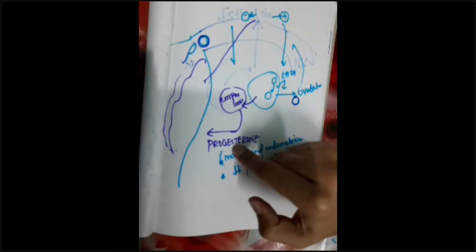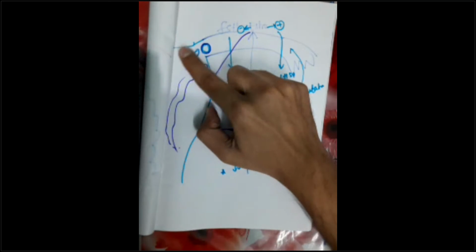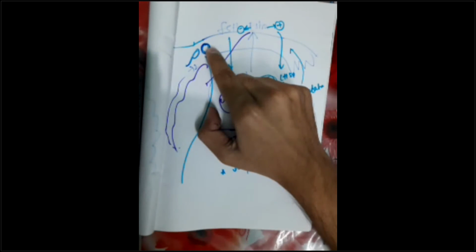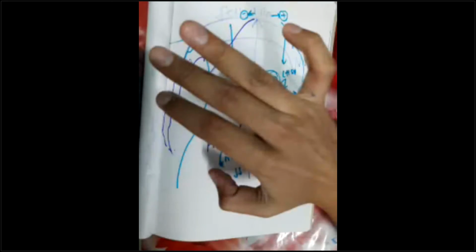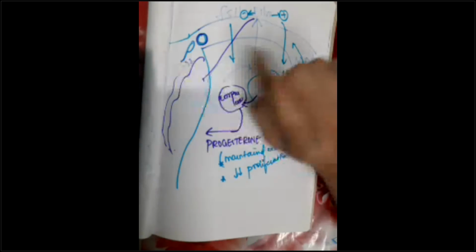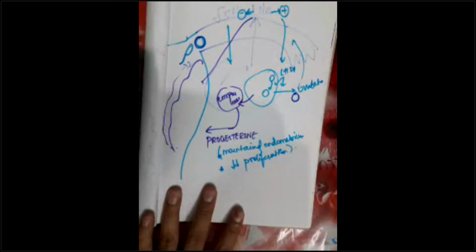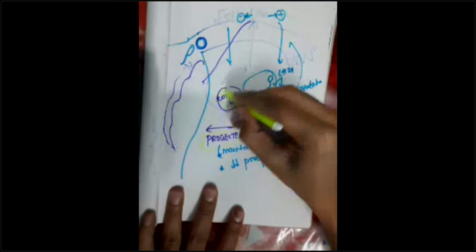Should this progesterone be there? My fertilization has taken place. Sperm has come, met with the ovum. So after 10 days the implantation will occur. So this proliferated endometrium has to be maintained till 9 months of pregnancy. So till 9 months my progesterone should be there. Who is secreting this? Corpus luteum.